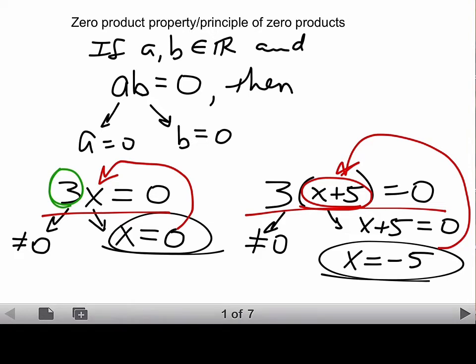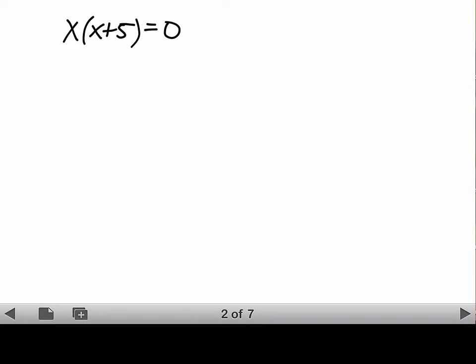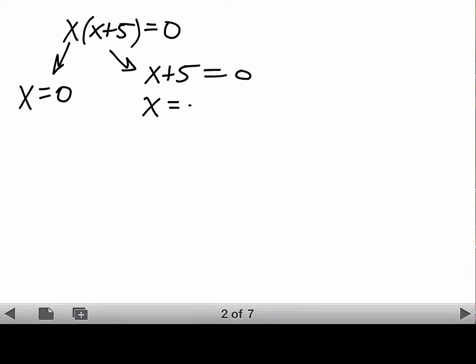Let's look at some more interesting examples. Here we have x times the quantity of x plus 5 is equal to 0. Here I have a variable factor on the outside of the parentheses, and it could very well be the case that x is equal to 0. Remember, a variable can represent anything provided there aren't restraints. X plus 5 could equal 0, and if it did, then subtracting 5 from both sides gives me x equals negative 5. Now the way you might write a solution like this would be, we can say x is equal to 0 or x is equal to negative 5.